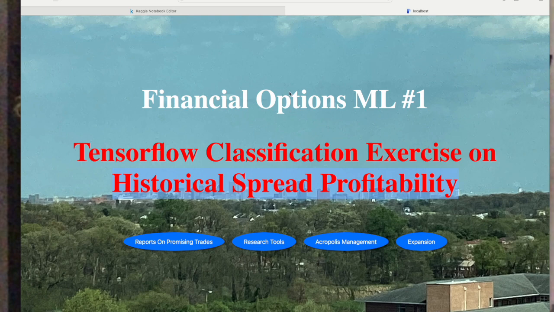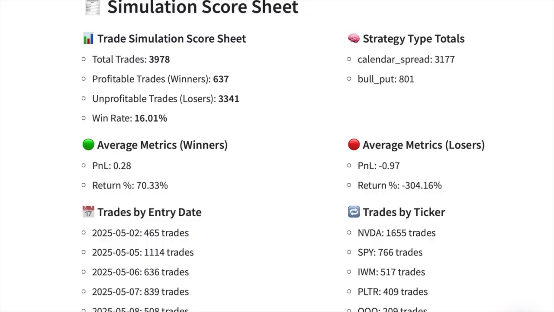Financial options, machine learning number 1. TensorFlow classification exercise on historical spread profitability. We have an options intelligence engine. We call it AlphaSeeker. And with AlphaSeeker, we pull the options chain and we're able to filter the data such that we can simulate trades.